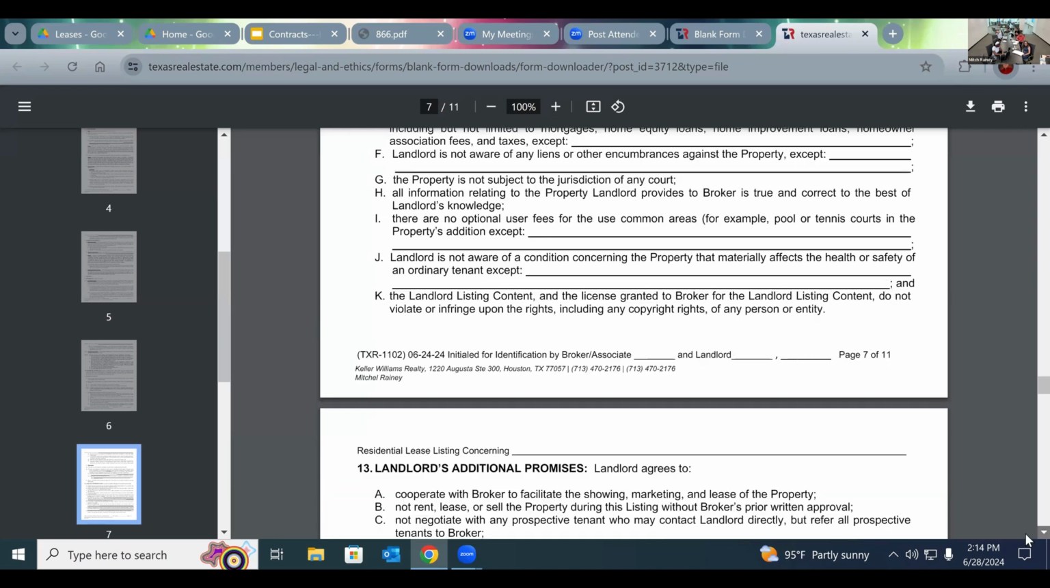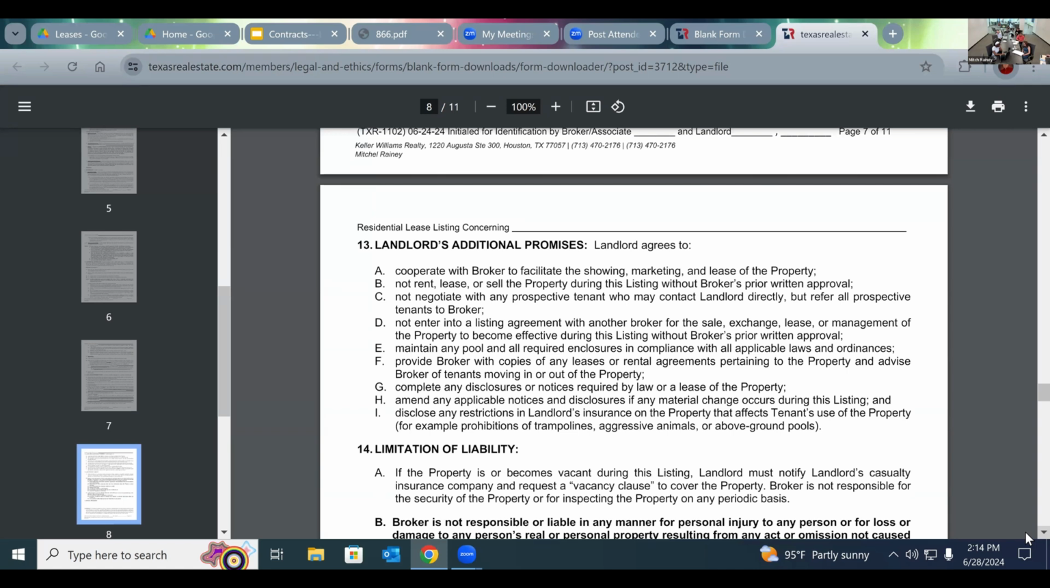Okay. Landlord's additional promises to cooperate with showings. Sometimes you have to remind people not to rent or sell the property without letting us know about it, not to negotiate with a prospective tenant. Remind them that that's what they're paying you to do. Let you help them. Because landlords and sellers want to be helpful, but they're not always helpful to themselves.